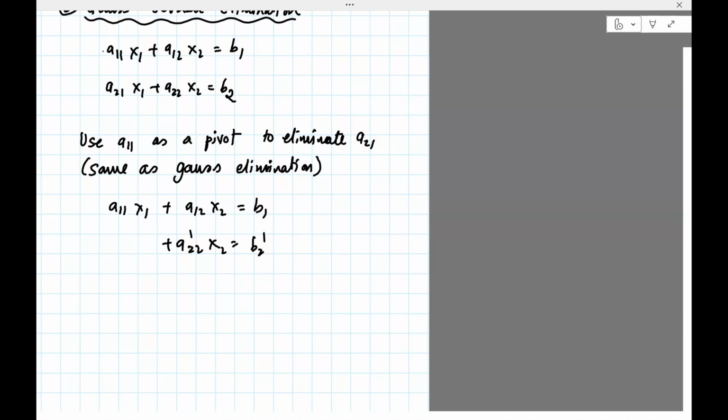Yeah, question? Where did the a21 x1 next to the a22 x2 go? The a21 x1 on the lower left hand. So we eliminated a21, just like we did for Gauss elimination. So this is just high level information on how this works. We'll get into the actual nitty-gritty soon.